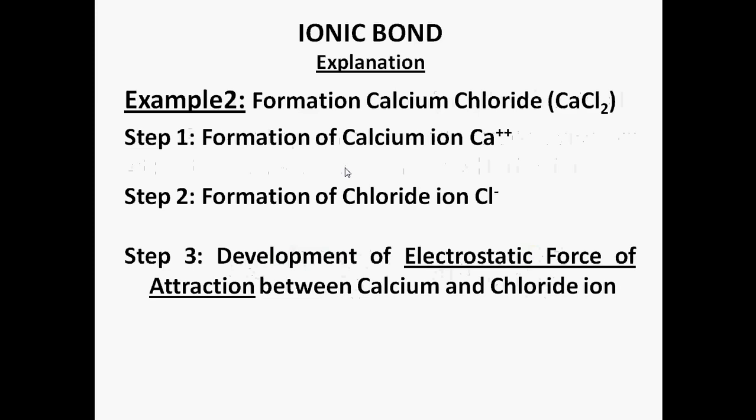Example 2, formation of calcium chloride. The bond in calcium chloride is also ionic. It is formed in the same manner as sodium chloride. First, the calcium ion is formed, then chloride ions are formed, and at the end, an electrostatic force of attraction between calcium and chloride ions is necessary.